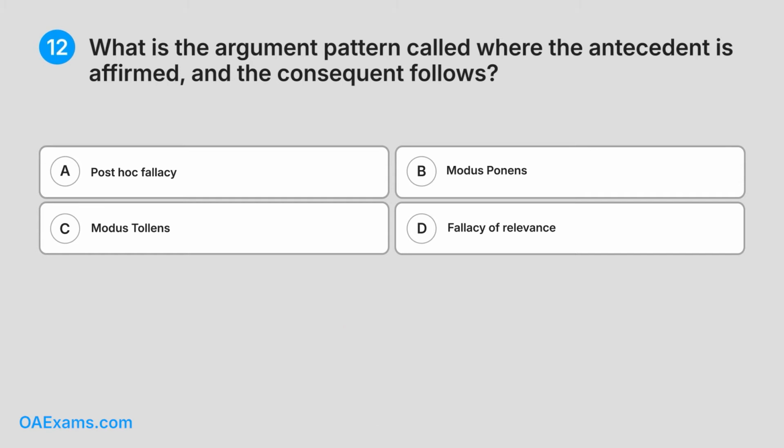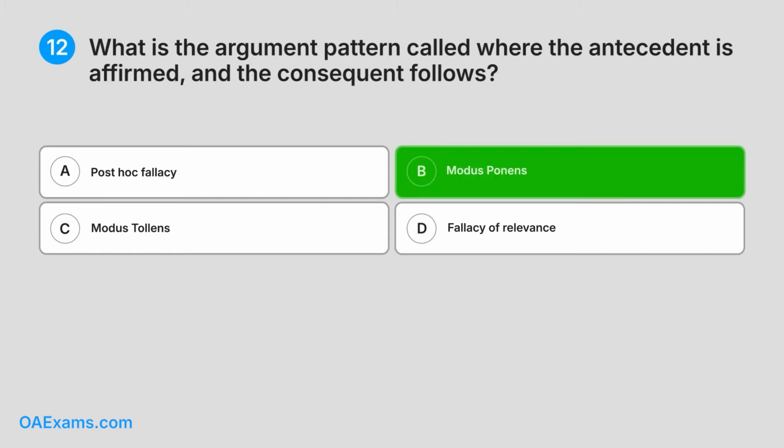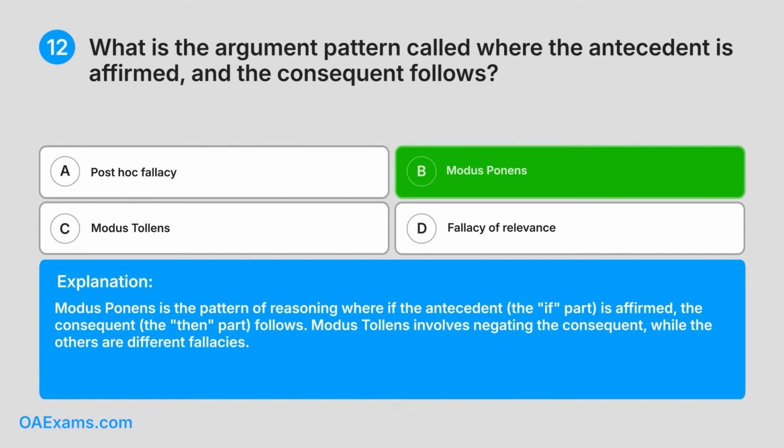Correct answer. B. Modus ponens. Explanation. Modus ponens is the pattern of reasoning where if the antecedent, the if part, is affirmed, the consequent, the then part, follows. Modus tollens involves negating the consequent, while the others are different fallacies.